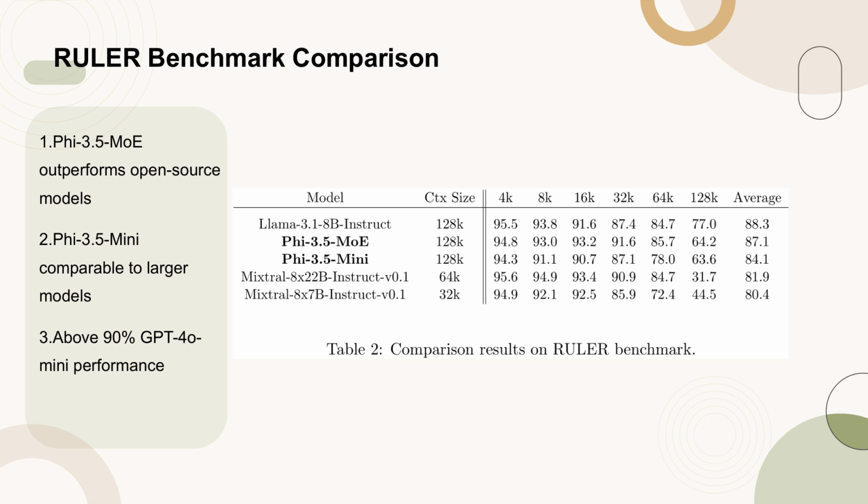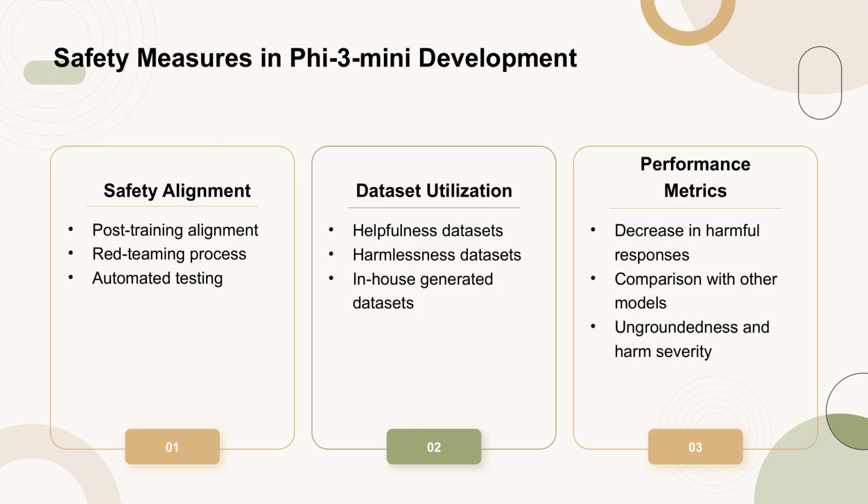The table also indicates that Phi 3.5 MoE achieves above 90% of the average performance of GPT-4o Mini across various language benchmarks. The development of Phi 3 Mini adhered to Microsoft's responsible AI principles, focusing on safety alignment post-training. This involved a comprehensive red teaming process and extensive automated testing across multiple harm categories. Datasets emphasizing helpfulness and harmlessness, along with in-house generated datasets, were utilized to address these categories. The result was a significant reduction in harmful response rates, as evidenced by the comparison shown in Figure 5.